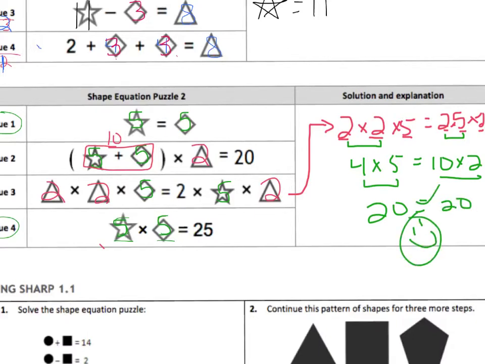This works. So, in conclusion, we have star is going to equal 5, diamond is going to equal 5, and triangle is going to equal 2. So, boom. There we go. Now let's go down to this part.